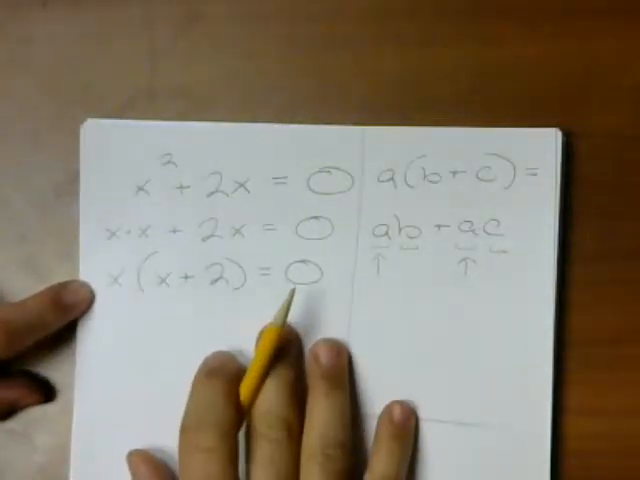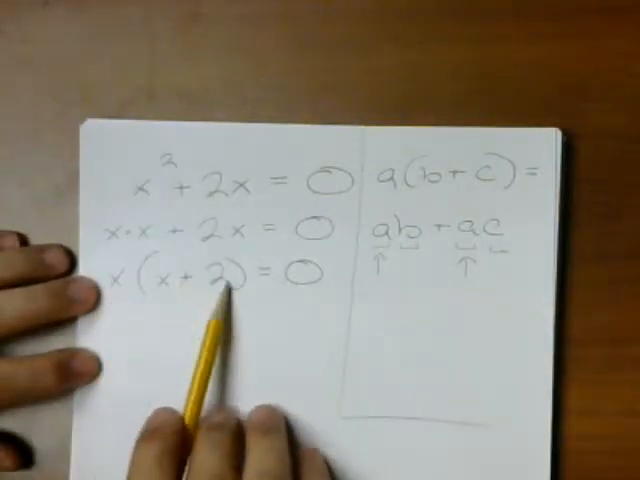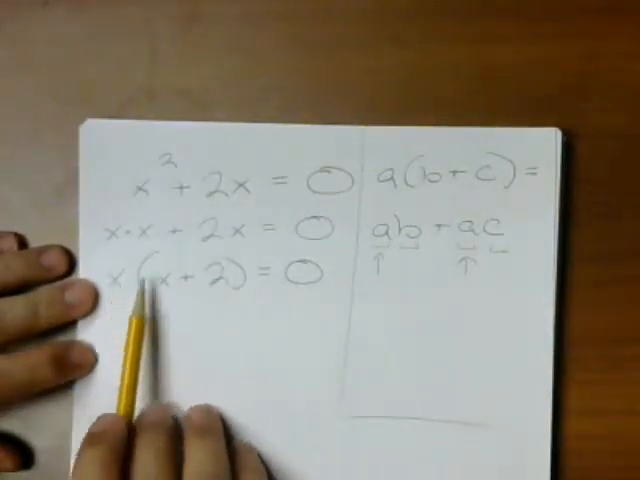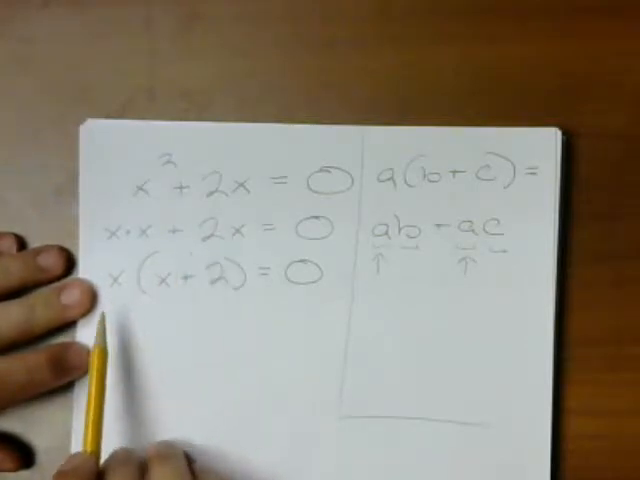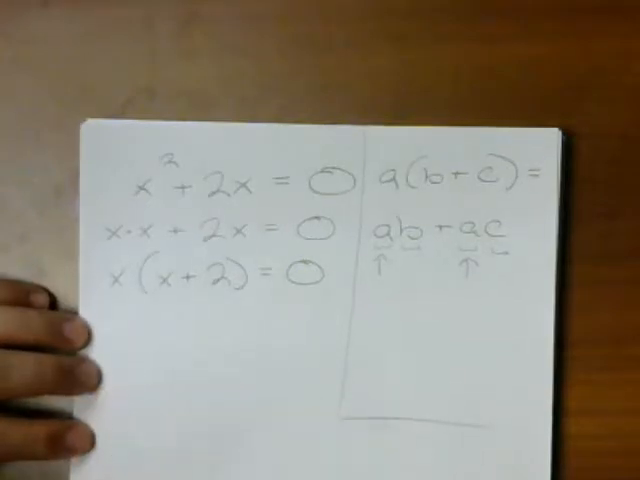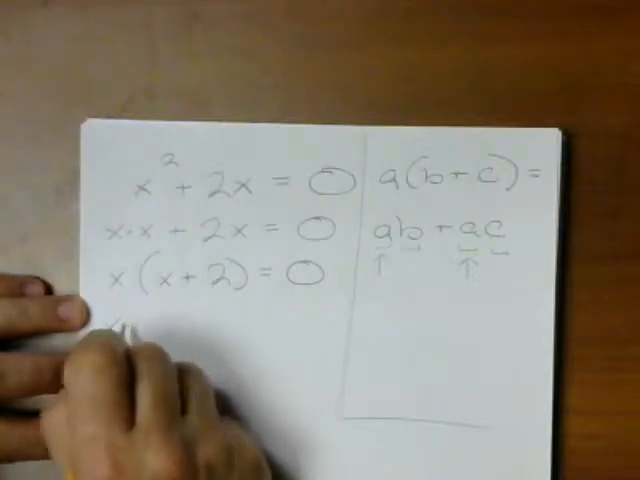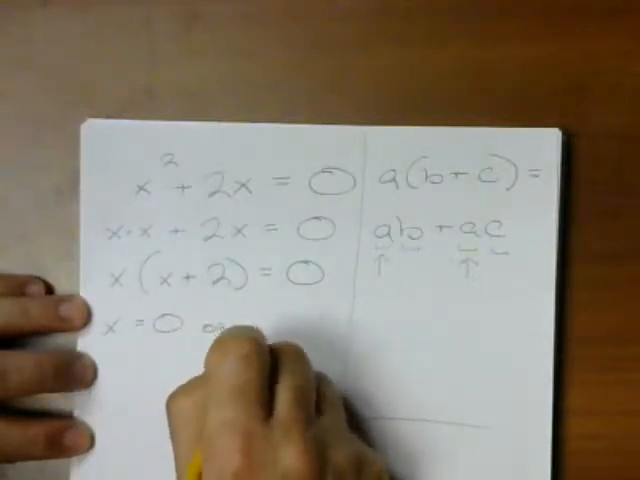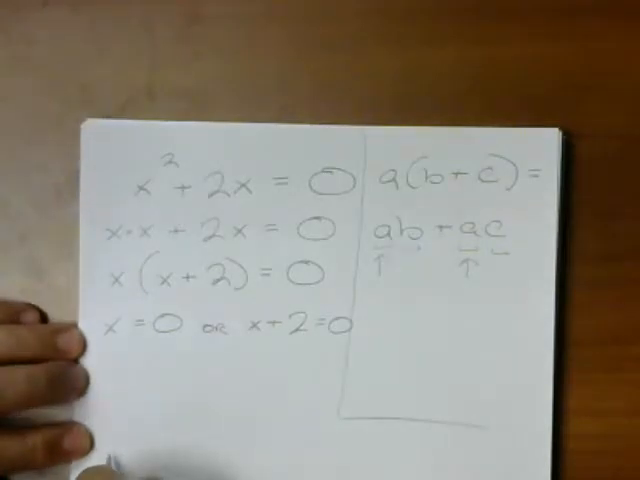And if I don't believe the rule, maybe I get scared I might have made a mistake, I could always go back and check my work by taking x times x, well, that is x squared, and then x times 2, that is 2x. You can always reverse your steps if you're unsure of yourself. Okay, so now I have a product set to 0. That means x equals 0, or x plus 2 equals 0.